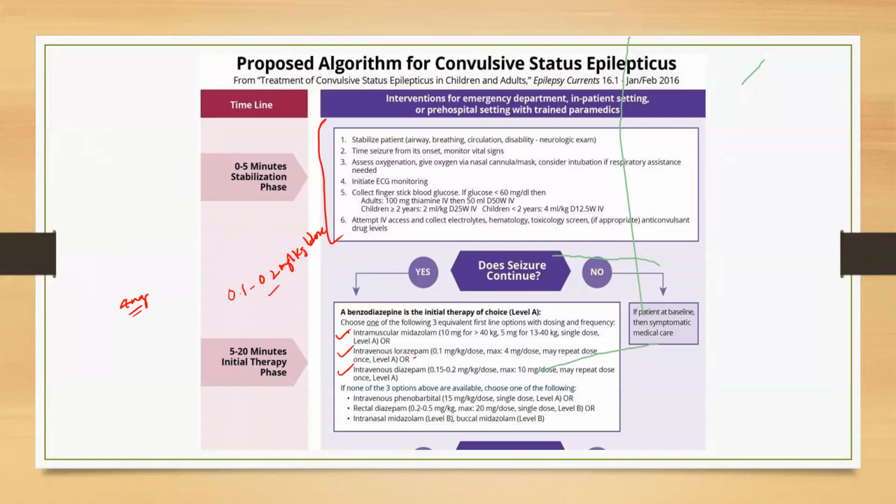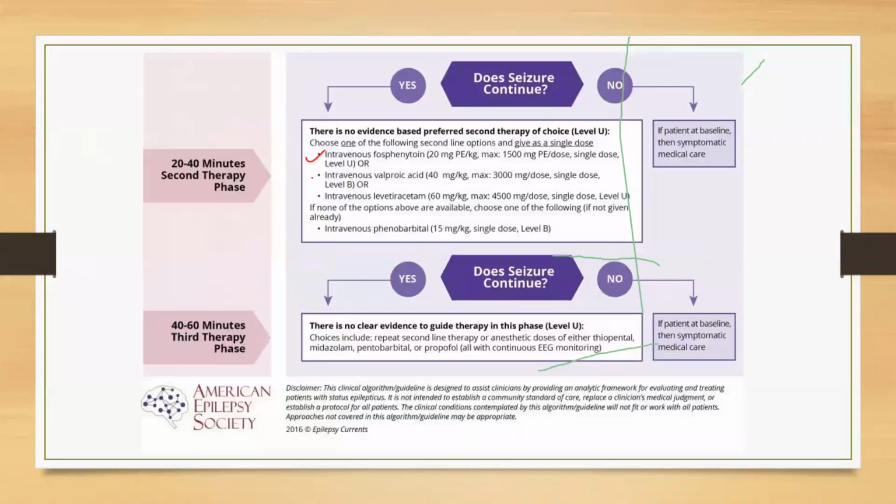If the seizure is not aborted, you can repeat this dose once after 2 to 3 minutes. The same midazolam can be repeated twice after a 2 to 3 minute gap, and if the seizures are still not aborted, either way, you start on a first-line long-acting anti-epileptic. This choice is usually fosphenytoin, valproate, or levetiracetam. The doses for this: phenytoin and fosphenytoin are both given at a dose of 20 mg per kg.